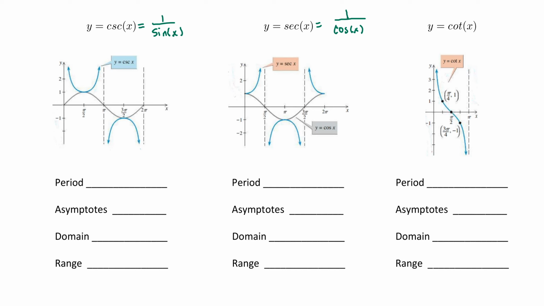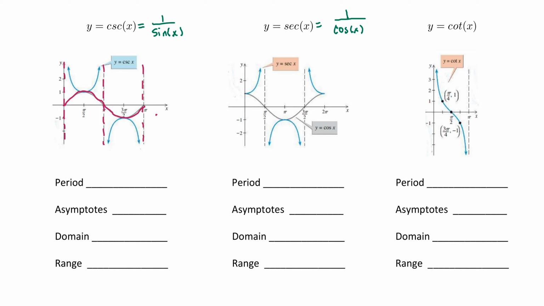So notice here you can see the graph of sine of x, and at every place where sine of x has an x-intercept, the corresponding graph of cosecant of x has a vertical asymptote. That is, cosecant is undefined at those locations.